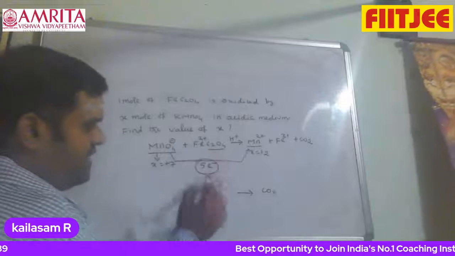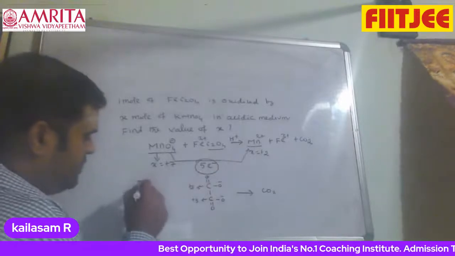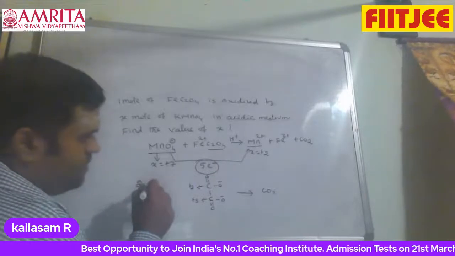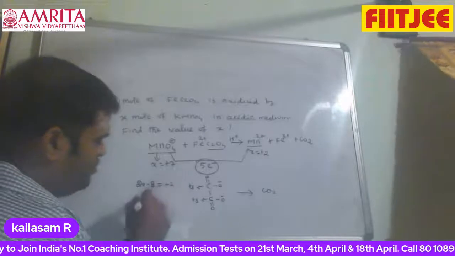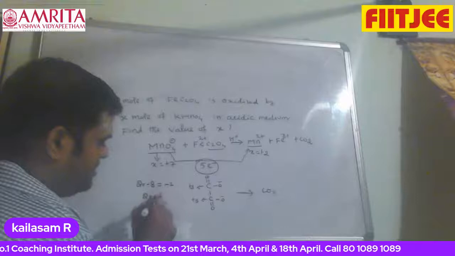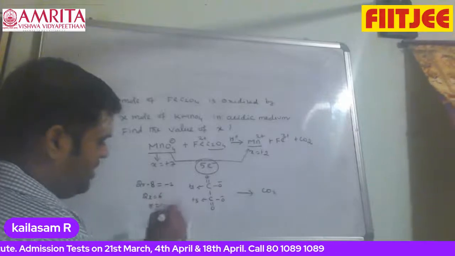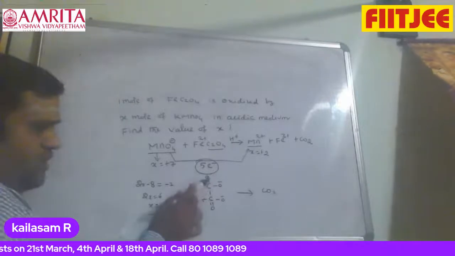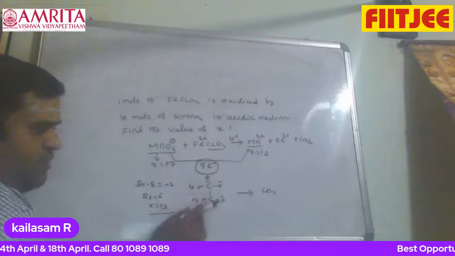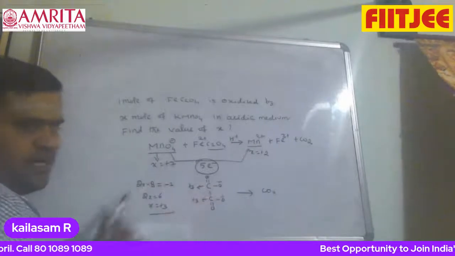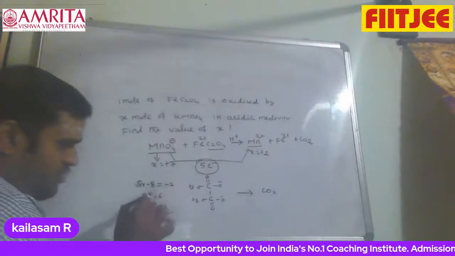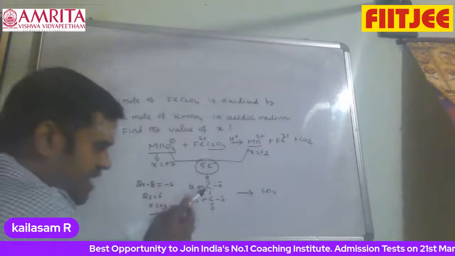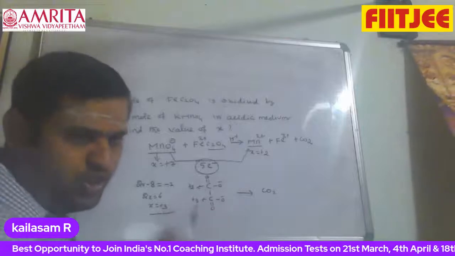Very simple. I can write 2x minus 8 is equal to minus 2. Here 2x means these two carbons, and the oxygens total minus 8, and the overall charge is also minus 2. Therefore, 2x minus 8 is equal to minus 2, so 2x equals 6, and x is equal to plus 3. That means each carbon has a plus 3 oxidation state.